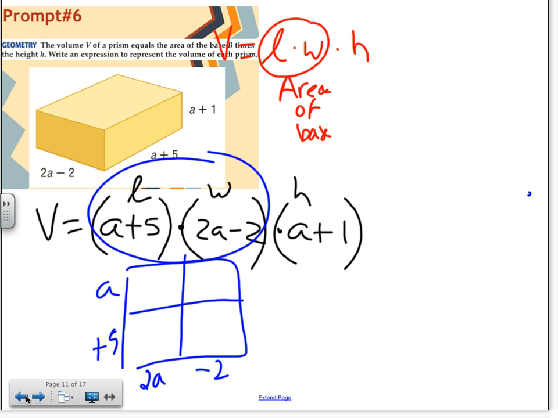First box: 2a squared. This one? 10a. This one? Negative 2a. This? Ten. Okay, let's write it out. When we combine the terms, we add them.